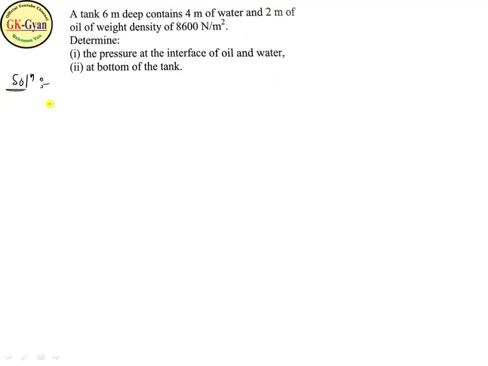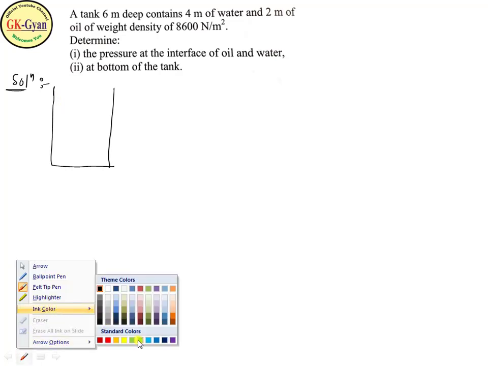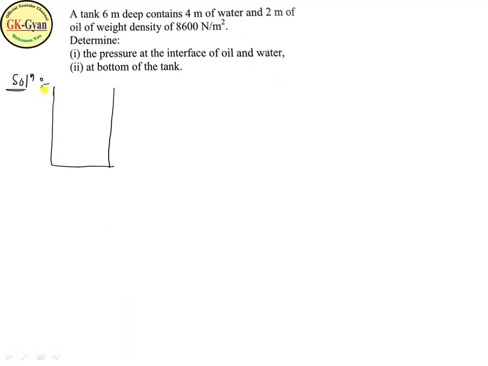We'll first try to draw the diagram. For example, this is the water tank. In this water tank, the total height of the tank is 6 meter. Here it contains 4 meter of water. For example, this is the 4 meter. So this will be water. The height will be 4 meter.